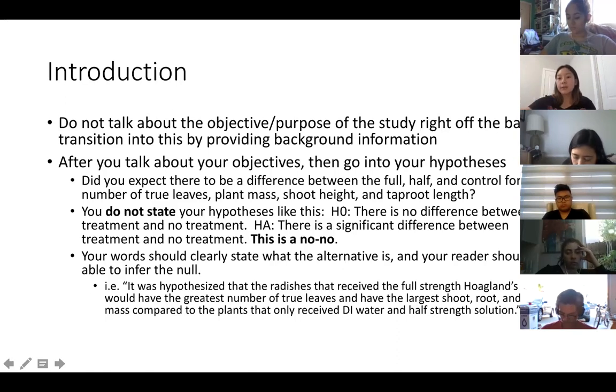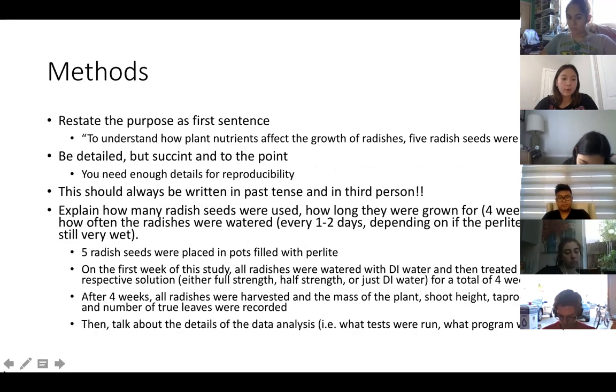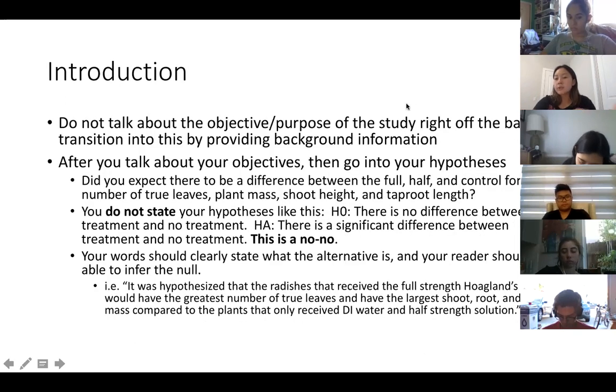And once you've talked about your objectives, then from there you can go into your hypotheses, what you expected out of this study, what you expected your results to look like. For your hypotheses, you can think about whether you expected there to be a difference between the full-strength Hoagland solution, half-strength Hoagland solution, and the control, which in this case was just DI water.